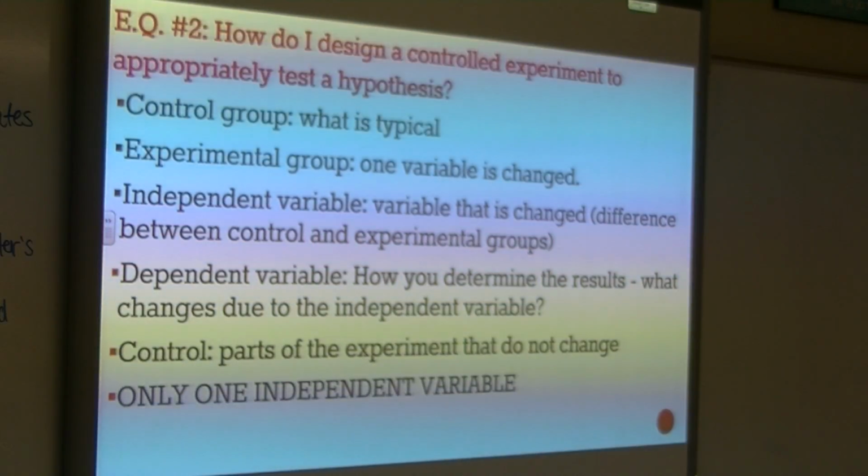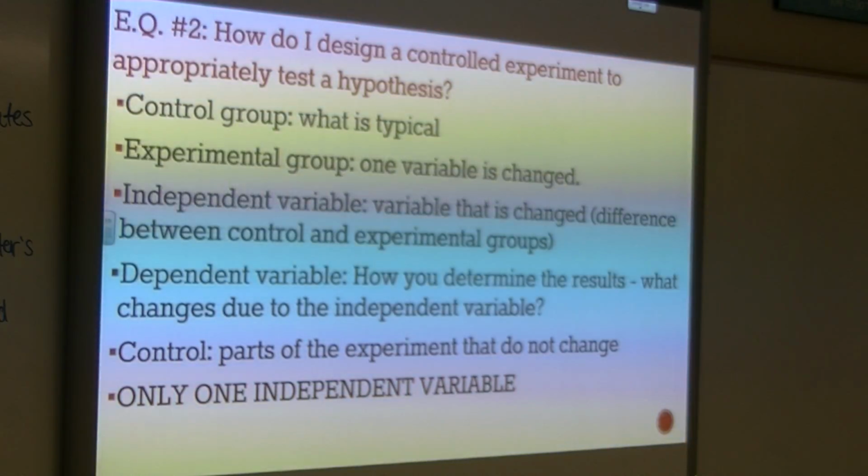Then the experimental group is the one that has the one variable change. So our experimental group in that example would be the field that had the new fertilizer on it. Your independent variable then is the one that is changed, so the thing that's different between the control group and the experimental group. So in that particular example, the fertilizer itself would be your independent variable. The dependent variable is how you determine your results, or what changes due to the independent variable. So determining the results in this case would be the growth of the plants, right? Did the crop grow better with the new fertilizer or not?